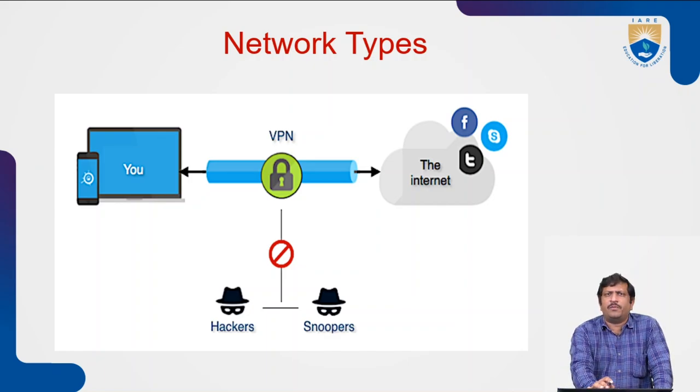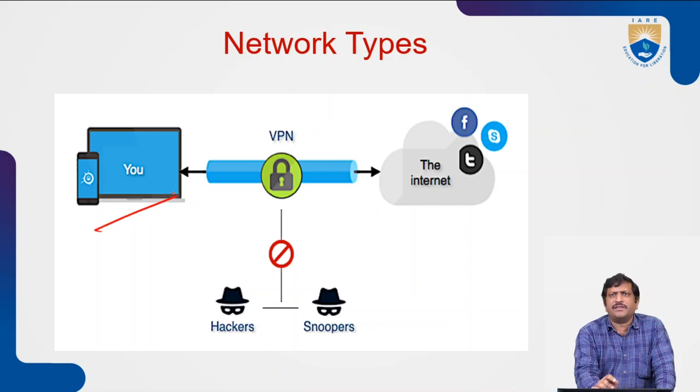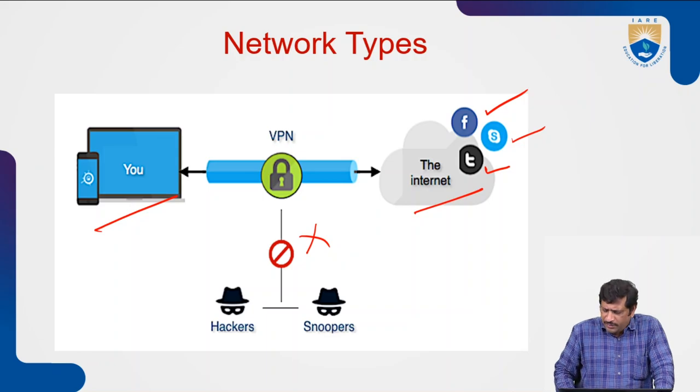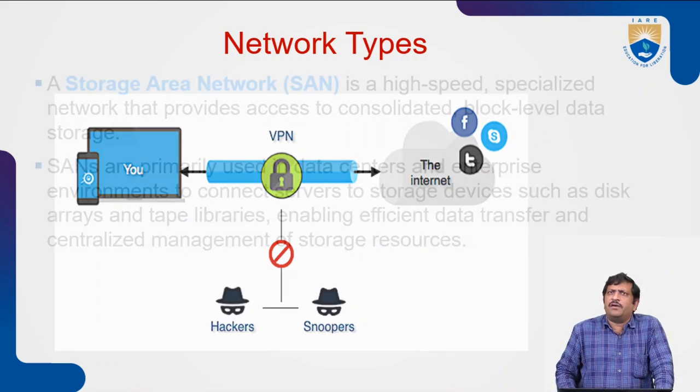Virtual private networks protect and establish communication between devices over the internet. That means hackers or snoopers can't hack the VPN network, which provides encrypted data transmission. Encrypted data means the data is converted from the known form to an unknown form and transmitted over the VPN network. Facebook, Skype, Twitter and all other communications can be done with the help of VPN networks.